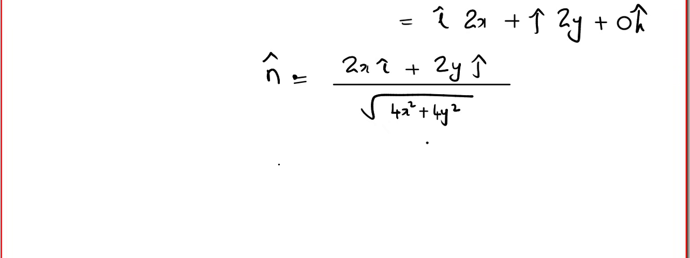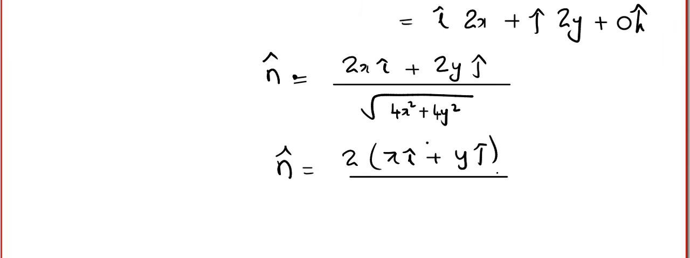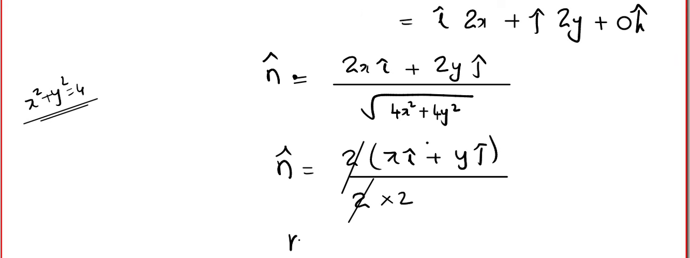So n cap will be, 2 will come common, xi plus yj, and by 4 will come common, it will come outside the square root as 2, and root under x squared plus y squared. X squared plus y squared is 4, right? The curve. So this will be 2 into 2. So n cap is equal to (xi plus yj) by 2.